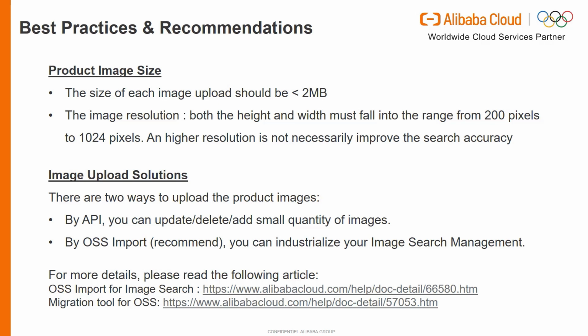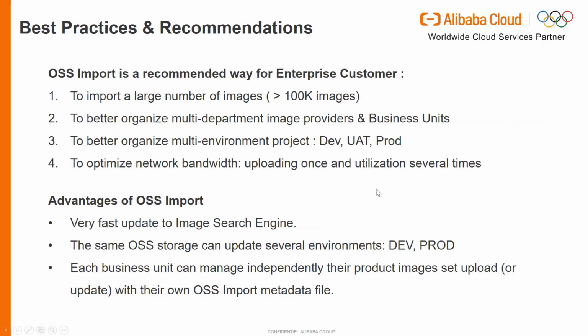We recommend professional users to use OSS import to upload or initialize a massive quantity of images. Here's some useful documentation about it. The OSS import is very useful for the user who uploads more than 10,000 images. You can keep all the images in one environment and reuse them. You don't have to re-upload them to different environments. And you can manage them for different entities of your company, because all of them can manage their own folders on OSS import. And OSS import is faster than API import.